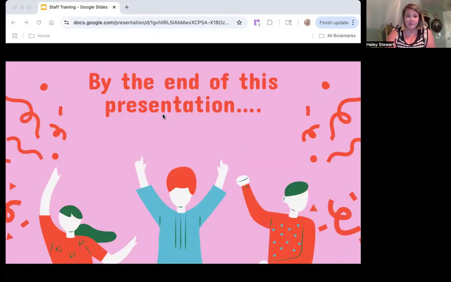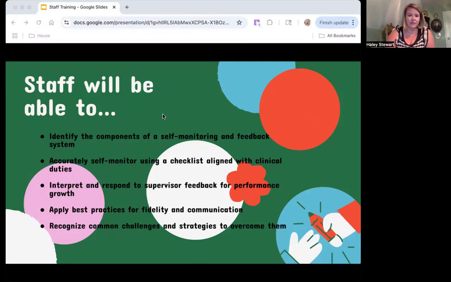By the end of this presentation, staff should be able to identify the components of a self-monitoring and feedback system, accurately self-monitor using a checklist aligned with clinical duties, interpret and respond to supervisor feedback for performance growth, apply best practices for fidelity and communication, as well as recognize common challenges and strategies to overcome them.